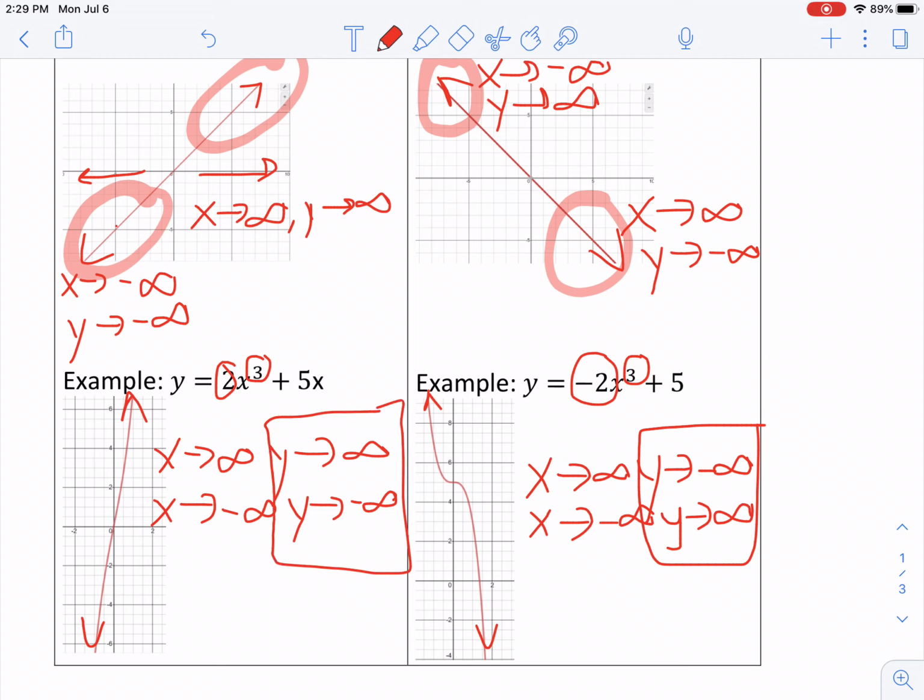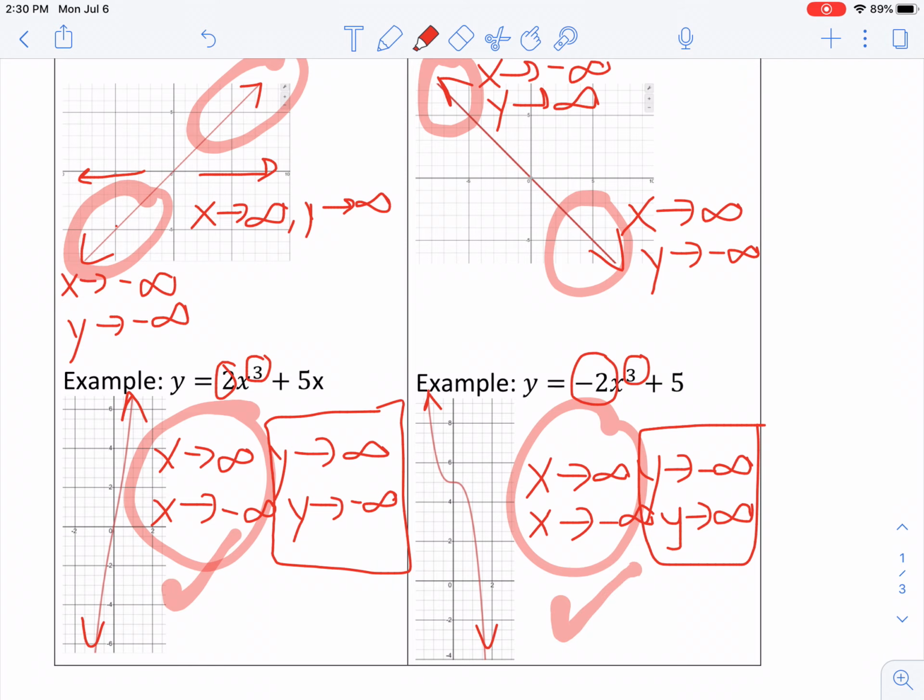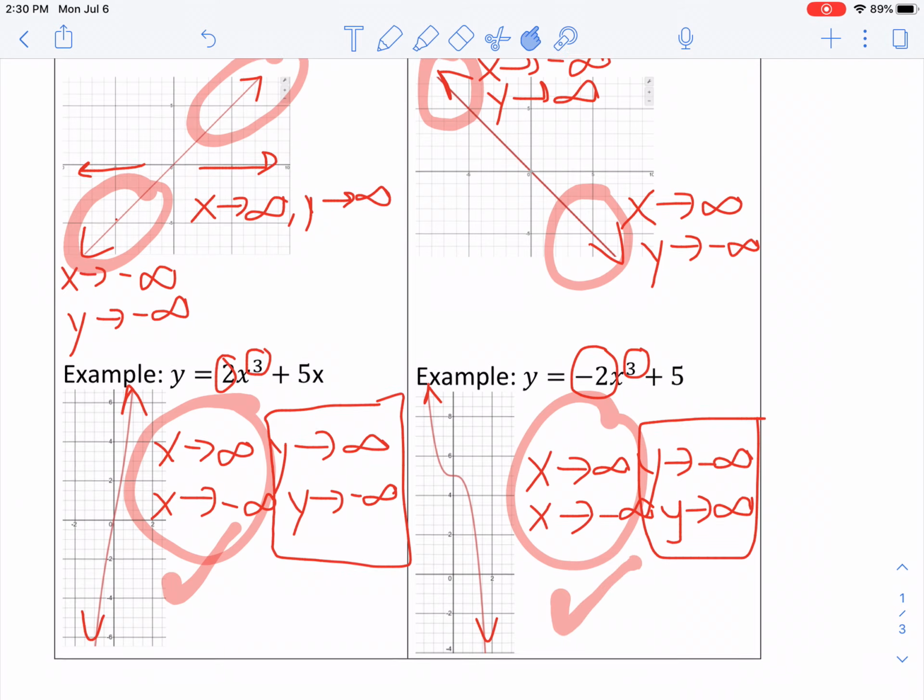So one thing to note again is that these do not match when it is an odd degree. A lot of times people aren't sure what to do with the x. Every time you have this, it does not change. It's just what's happening with y that changes for the end behavior.